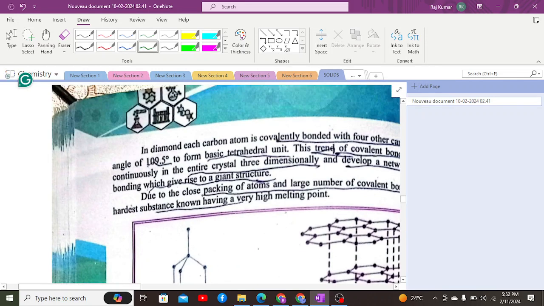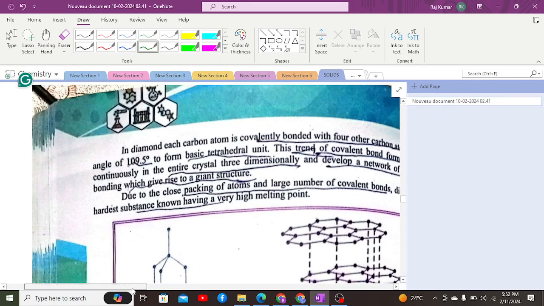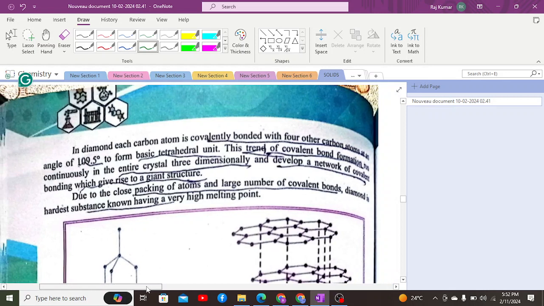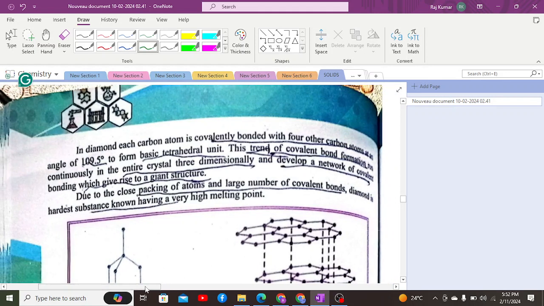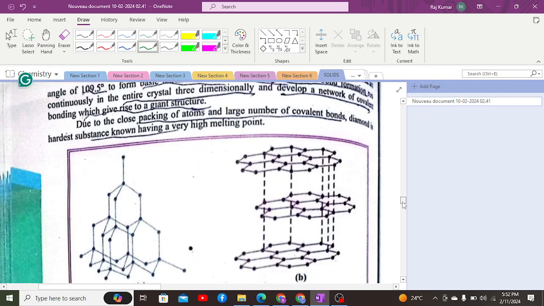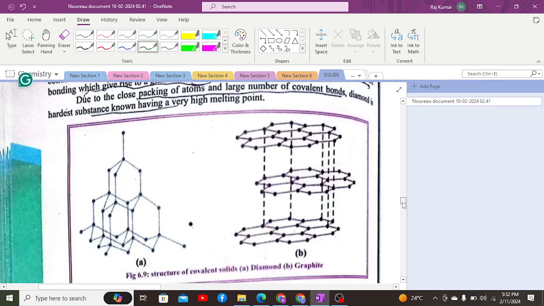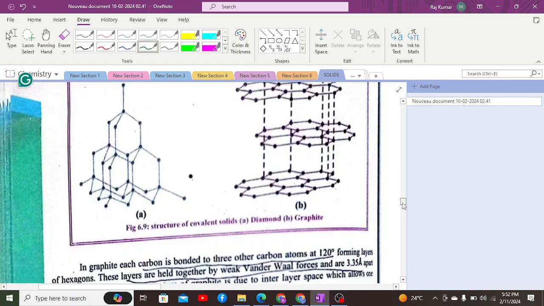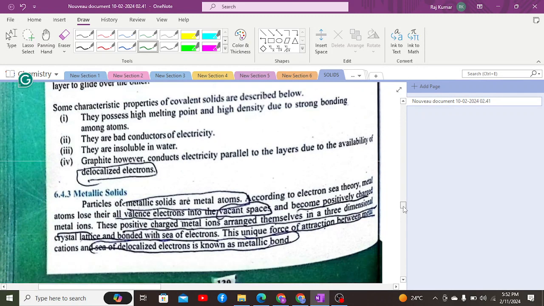In diamond, each carbon atom is covalently bonded to other carbon atoms at an angle of 109.5 degrees to form a basic tetrahedral unit. This trend of covalent bond formation continues in the entire crystal three-dimensionally, developing a network of covalent bonding which gives rise to a giant structure. Moreover, due to the close packing of atoms and the large number of covalent bonds, diamond is the hardest substance known, having a high melting point.